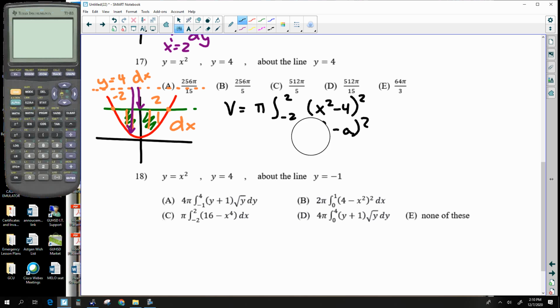So that's the big R squared minus the little r squared. So that's kind of fortuitous. Notice how that's a 4 minus 4. Cool. So this, I'll just eliminate that portion to make it easy on us and say that's dx. So this is x to the 4th minus 8x squared plus 16.